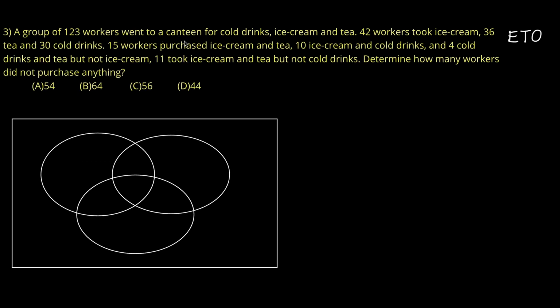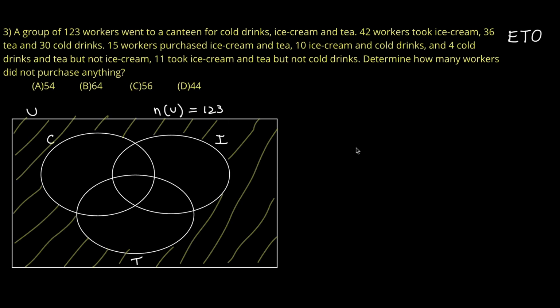As per the question, number of workers who purchased cold drinks is represented by the left circle. Number of workers who purchased ice cream is represented by the right circle, and number of workers who purchased tea is represented by the bottom circle. The square enclosing all three circles is the universal set, which represents the total number of workers. So the number of elements in the universal set is 123, and we need to find workers who did not purchase anything. This is the region which we need to find. For now, let us consider the total number of workers who did not purchase anything as X.